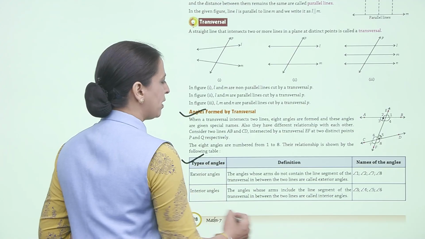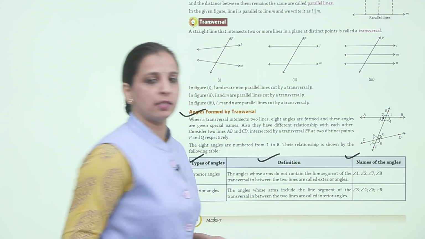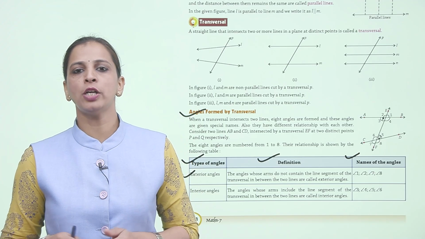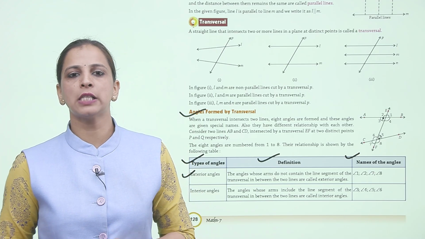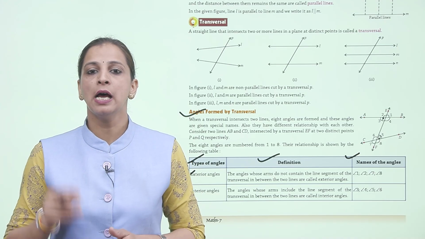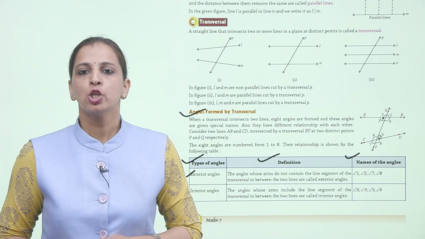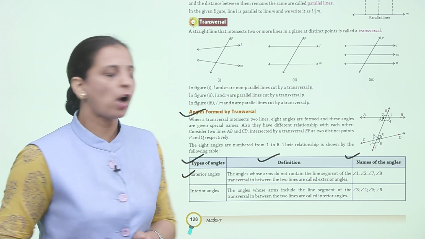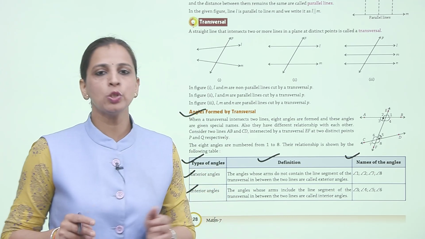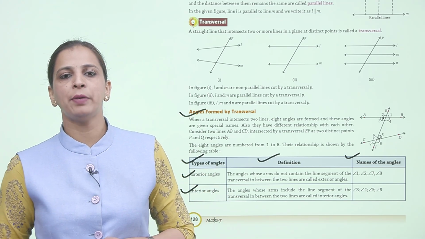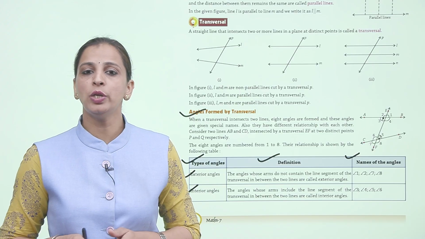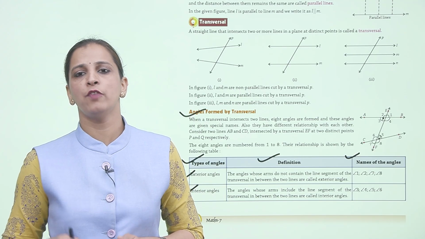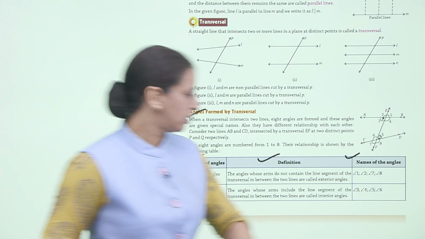Now, types of angles, definition and name of the angles. First is exterior angle. The angles whose arms do not contain the line segment of the transversal in between the two lines are called exterior angles. So, angle 1, angle 2, angle 7 and 8 are exterior angles. Now, interior angles. The angles whose arms include the line segment of the transversal in between the two lines are called interior angles. So, angle 3, angle 4, angle 6 and angle 5 are interior angles.